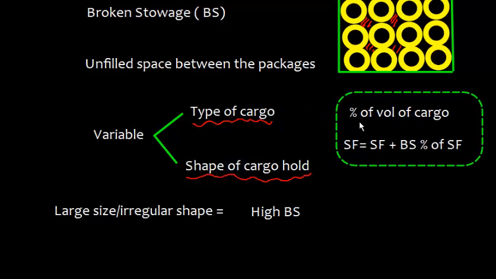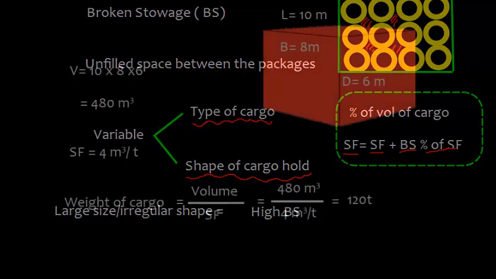This broken stowage is expressed as a percentage of the volume of cargo. That means the corrected stowage factor is the stowage factor plus the broken stowage percentage of the stowage factor. The stowage factor is nothing but the volume occupied by unit cargo, so this is the volume occupied by unit cargo plus broken stowage, that is a percentage of the volume of cargo. So it is added to the stowage factor.